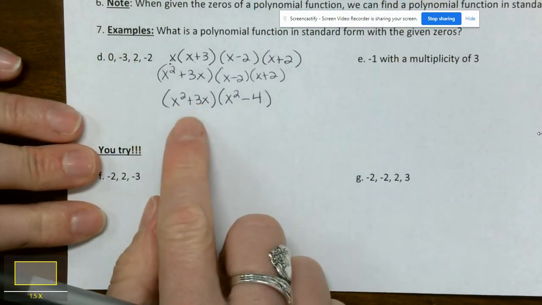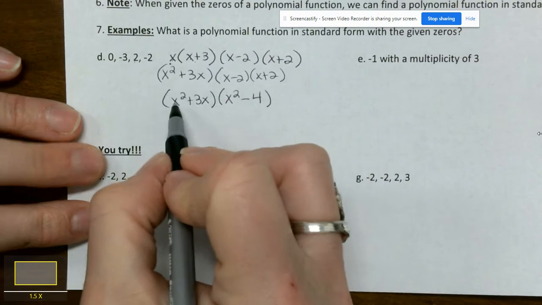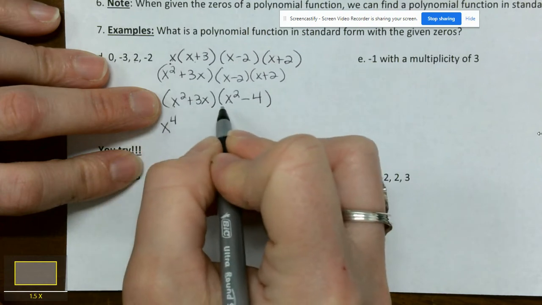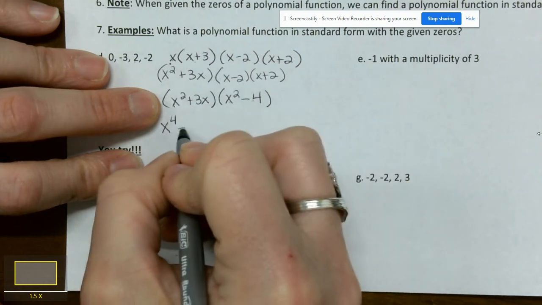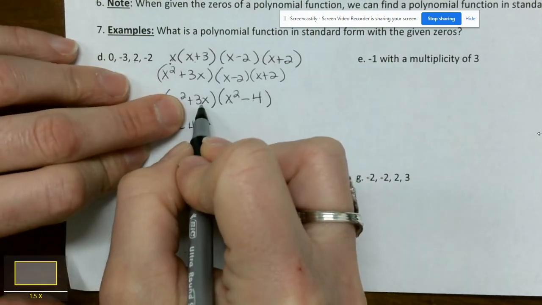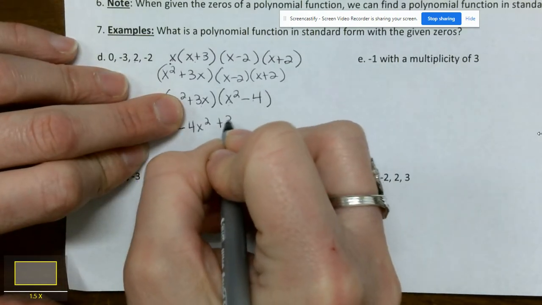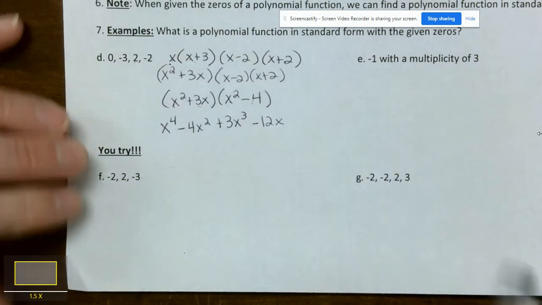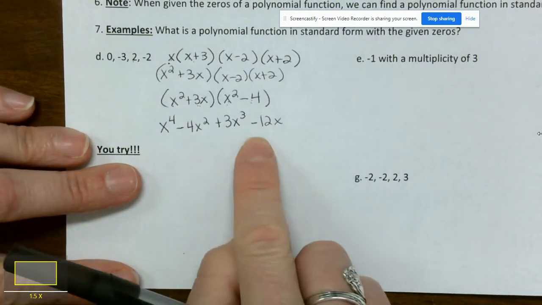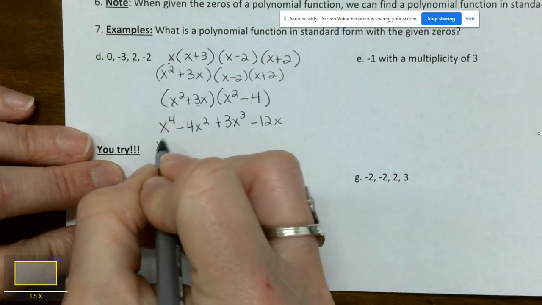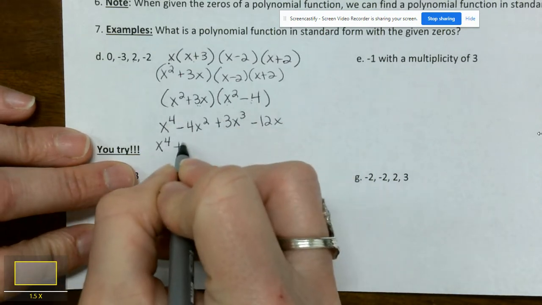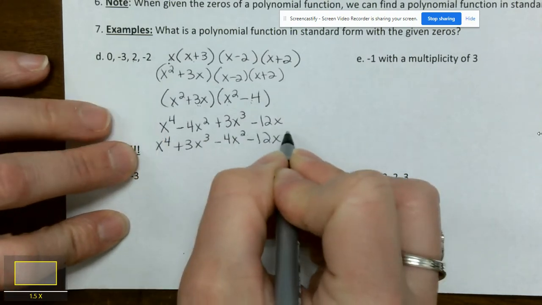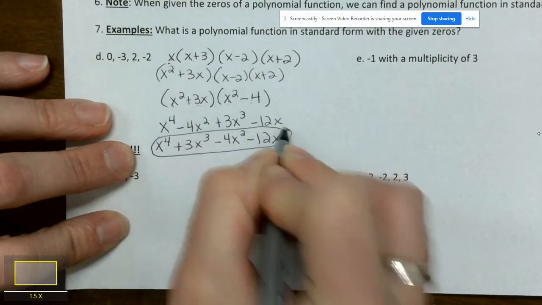Now, the last step we're going to do is to multiply these, okay? So x squared times x squared is x to the 4th. x squared times -4 would be a -4x squared. 3x times x squared is positive 3x cubed, and 3x times -4 is a -12x. Now basically the last thing I need to do is make sure that I write this in standard form. So I'm going to start with my largest exponent, x to the 4th, then the plus 3x cubed, then minus 4x squared, and last would be minus 12x. And this would be your final answer.